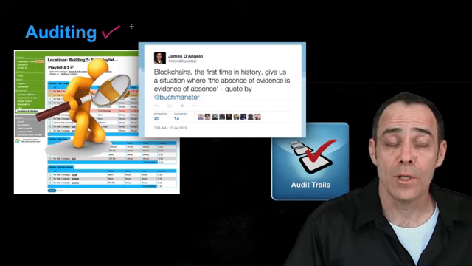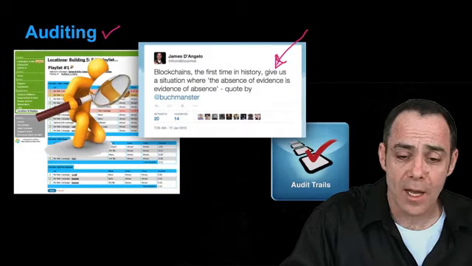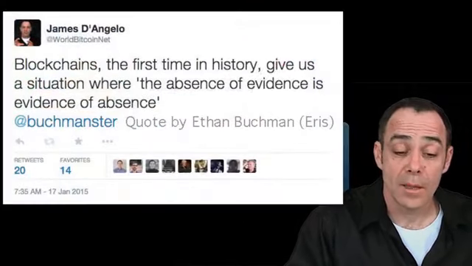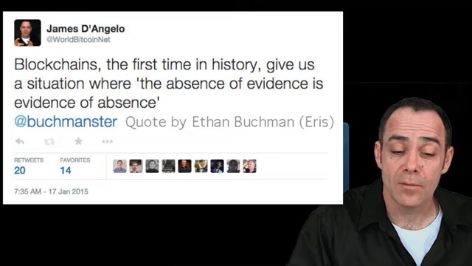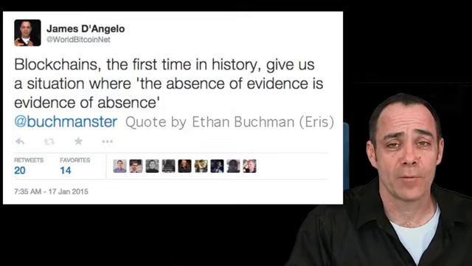And indeed, if you're doing this, you end up with this really novel, really freaky sort of sci-fi concept, which was suggested by one of the coders for Eris Industries, named Bookman. He said that blockchains, for the first time in history, give us a situation where the absence of evidence is evidence of absence. I mean, think about that for a second.